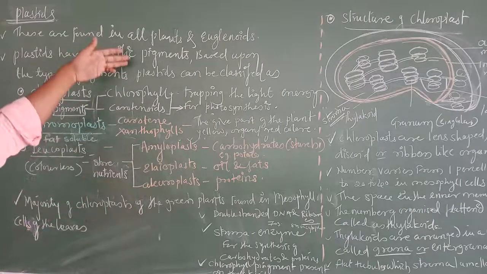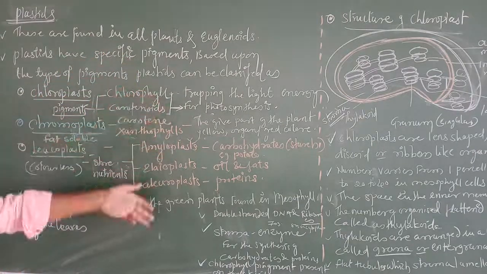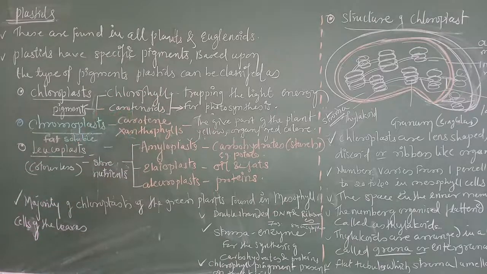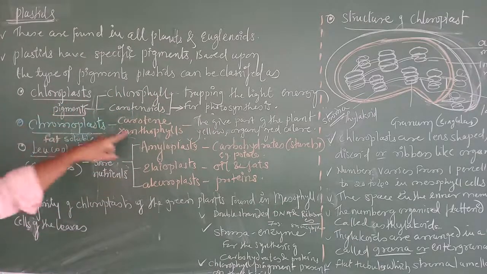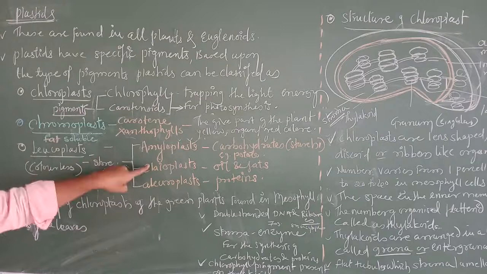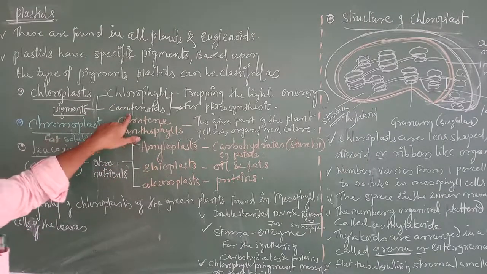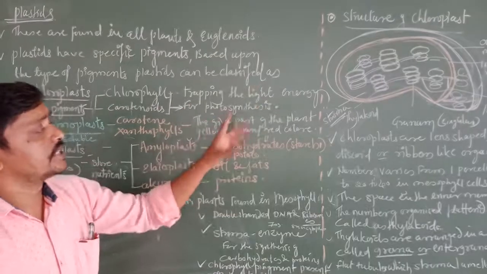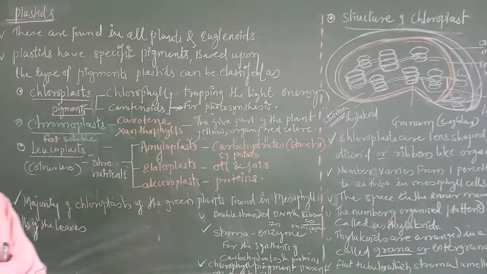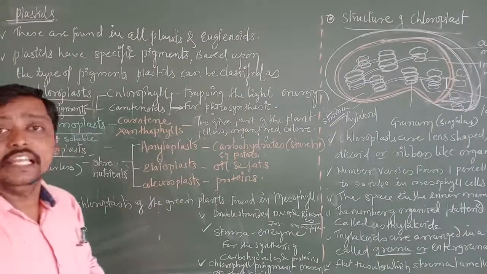And for 1 mark, 2 mark questions they used to ask you these things: name the pigments present in a chloroplast, name the pigments present in a chromoplast, name the pigment present in a leucoplast. What is the function of chlorophyll and carotenoids? That is trapping the light energy for photosynthesis. Likewise we used to prepare for answering the questions.